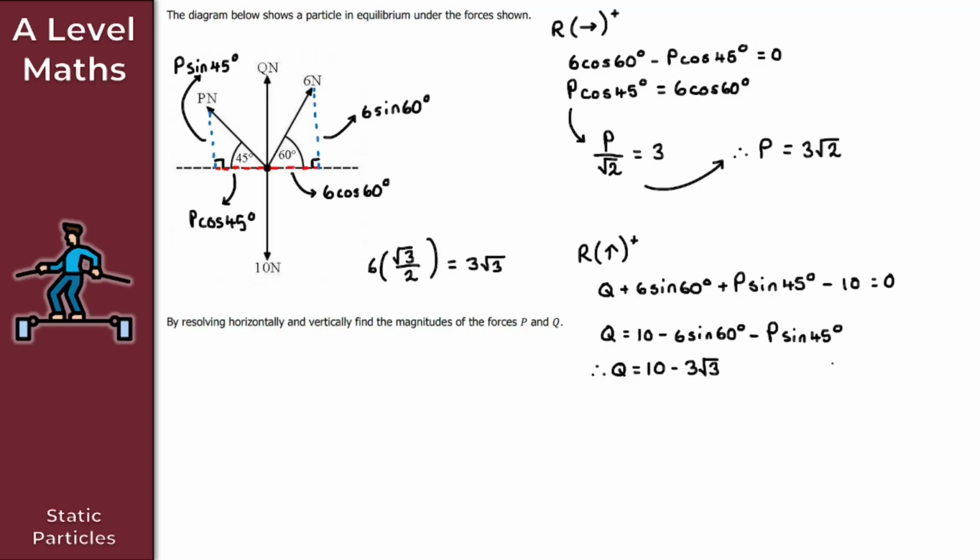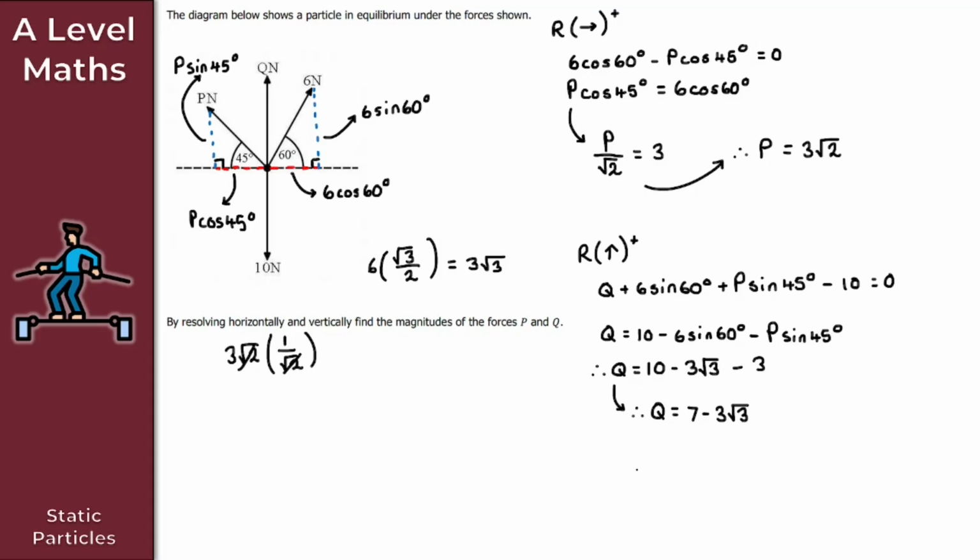And then for P sine of 45 degrees, well, P is 3 root 2. We've already established that. So what I've got then is 3 root 2 times by sine of 45 degrees, which is 1 over root 2. So I've got 3 root 2 times by 1 over root 2, like so. The root 2's will just cancel here. So what I get then is minus 3 here, which if we simplify them, just gives us Q is equal to 10 minus 3 is 7. I get 7 minus 3 root 3 here.